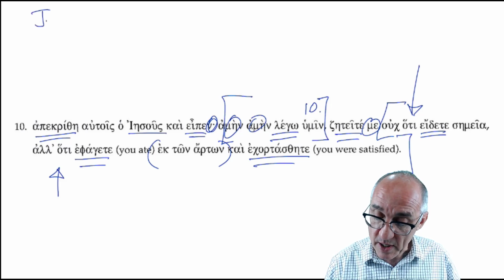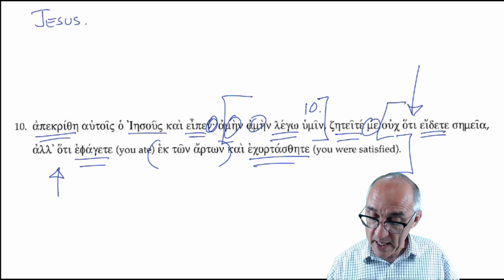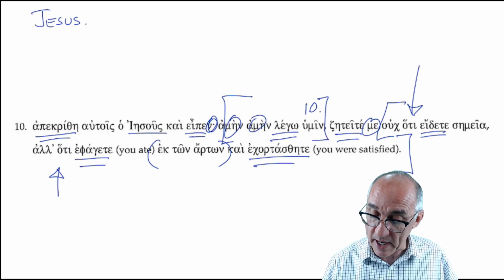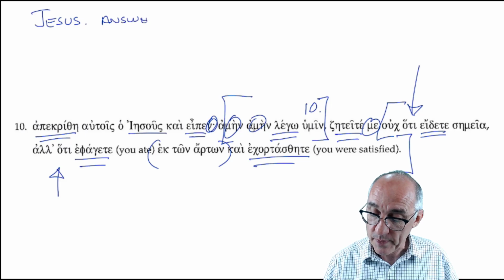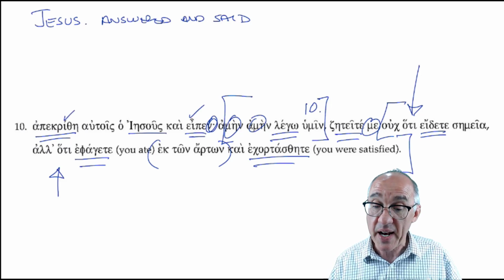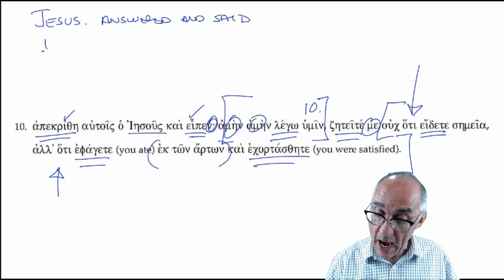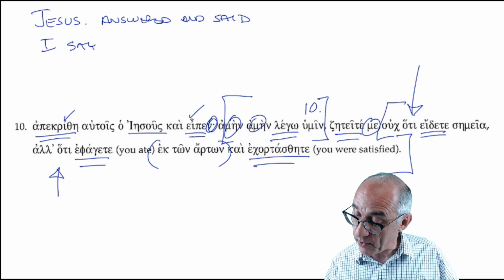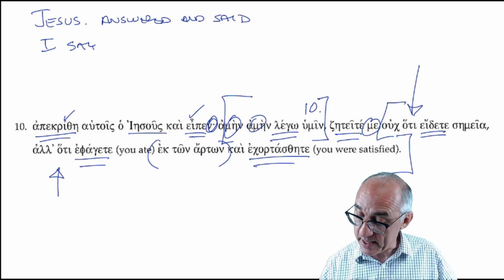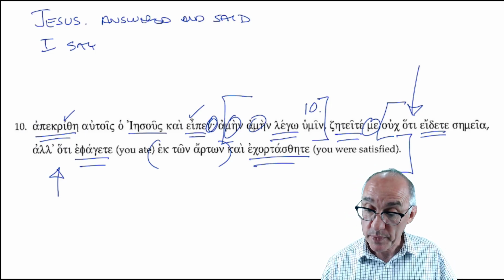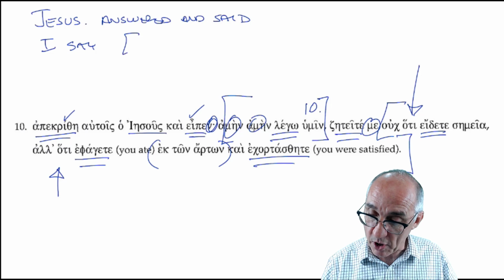So Jesus, he apekrithe, he answered and said. Answered and said. Those are our two verbs. Answered, said. Okay. And then Lego. I say, there's our verb. I say whatever. I don't know what he said. I say to you, zetete. Okay. He said verb. I say a verb.